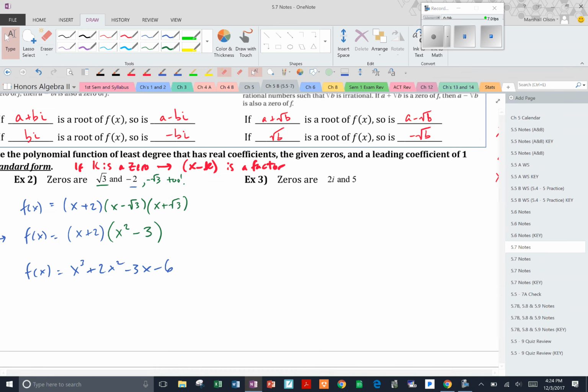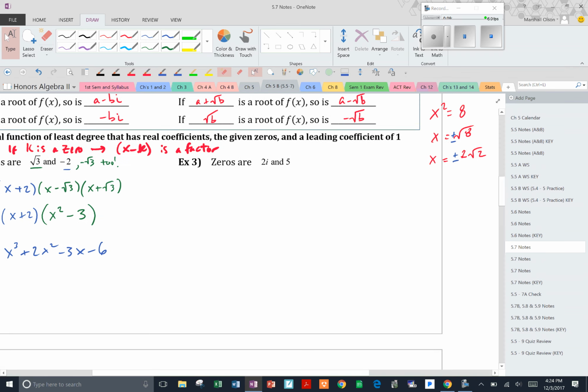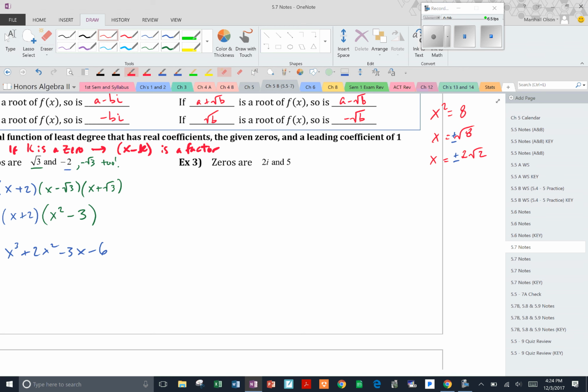Okay. In example 3, we're told that zeros are 2i and 5, so the 2i tells us that negative 2i is also 0. Let me take a second here to tell you that in your homework, sometimes they will give you the full pair, so they'll give you both of these. You don't need to do anything then. You just do this the way they were about to do this problem. You just don't have to come up with the conjugates yourself. Sometimes they'll give you the pair of conjugates. In other cases, they'll do what they did here, where they just give you one and you have to recognize that the other one is also a 0.